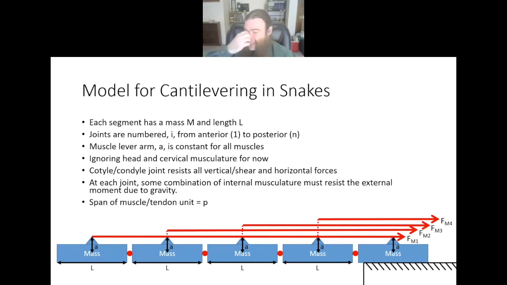So I created this system of identical joints of a certain mass M, length L, and the muscle attaches with a constant lever arm A, and all the muscles are offset in this image just for clarity. The actual muscles all have the same lever arm. They're all piled on top of each other, so to speak. This is actually true for the snakes. The anterior tendon of this muscle is bundled into a very tight little column.